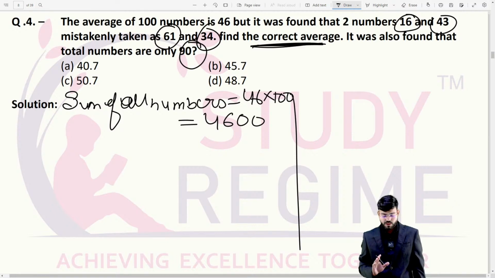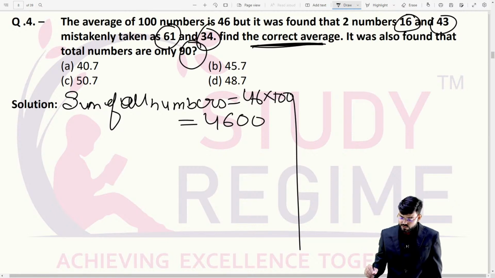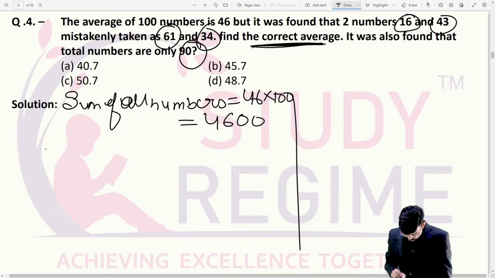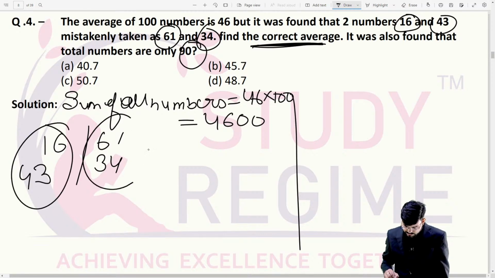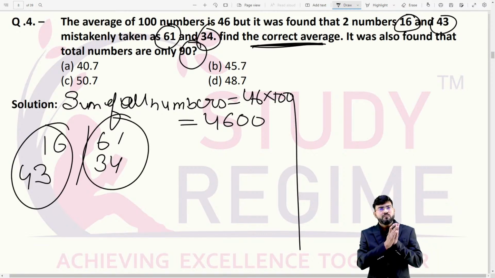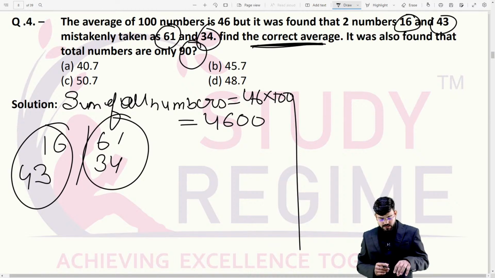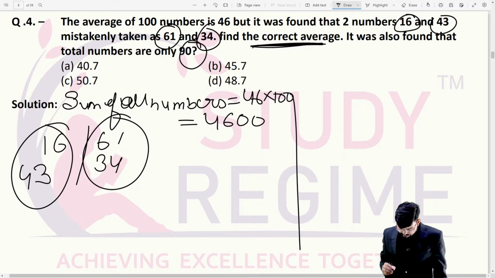Till now it's clear. Now further in the question it is given that 16 and 43 were wrongly taken as 61 and 34. These numbers should have been taken as 16 and 43 and they were taken as 61 and 34. See, this is what the question is saying. Now my approach towards the question is that the sum of all the numbers is given as 4600. I will subtract the wrong ones and add the correct ones.